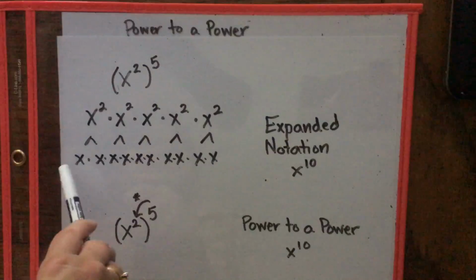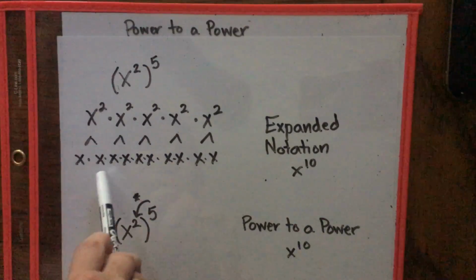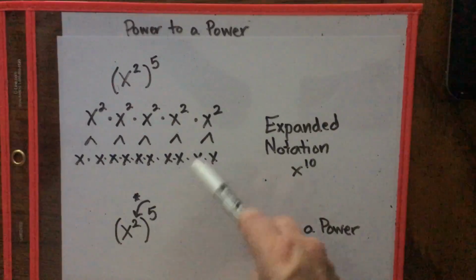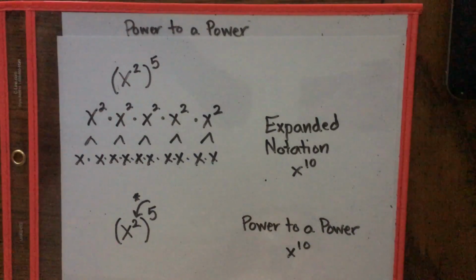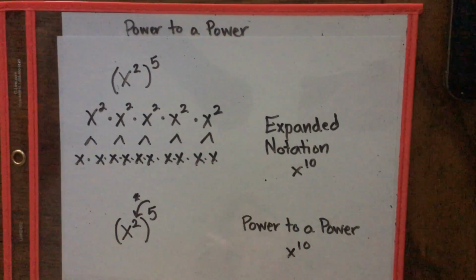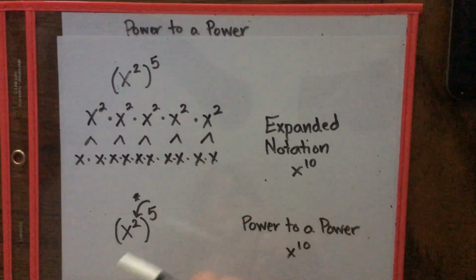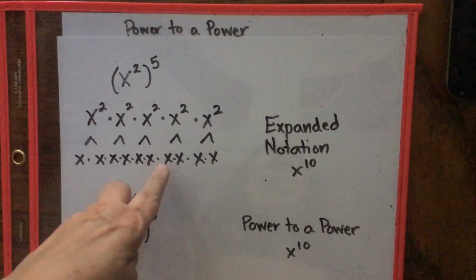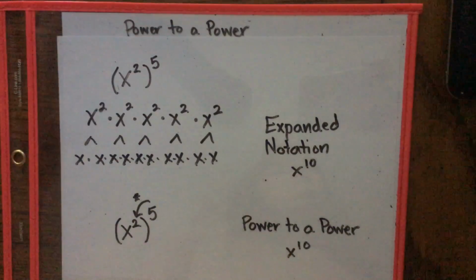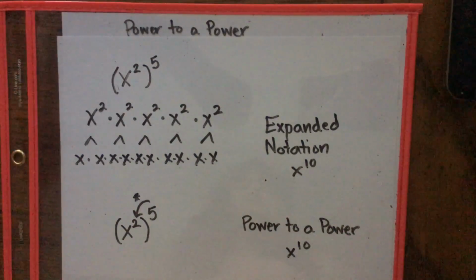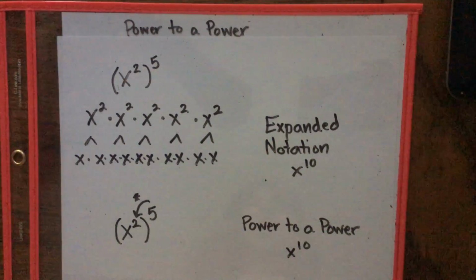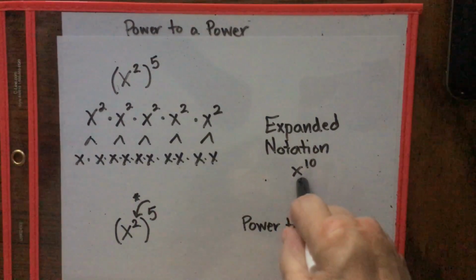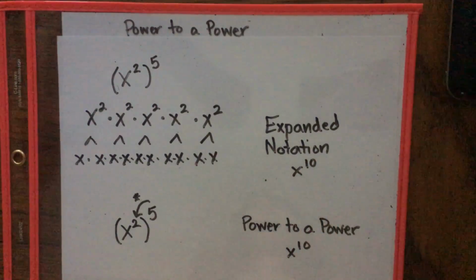So this x squared is x times x. This x squared is x times x. This squared is x times x. This squared, x times x. This squared, x times x. So we're still multiplying everything. So that is what it looks like in expanded notation. And if we go ahead and count our x's, 1, 2, 3, 4, 5, 6, 7, 8, 9, 10, we will see that we will have 10 of those x's that we are multiplying. So it would be x, got our base of x to the power of 10.